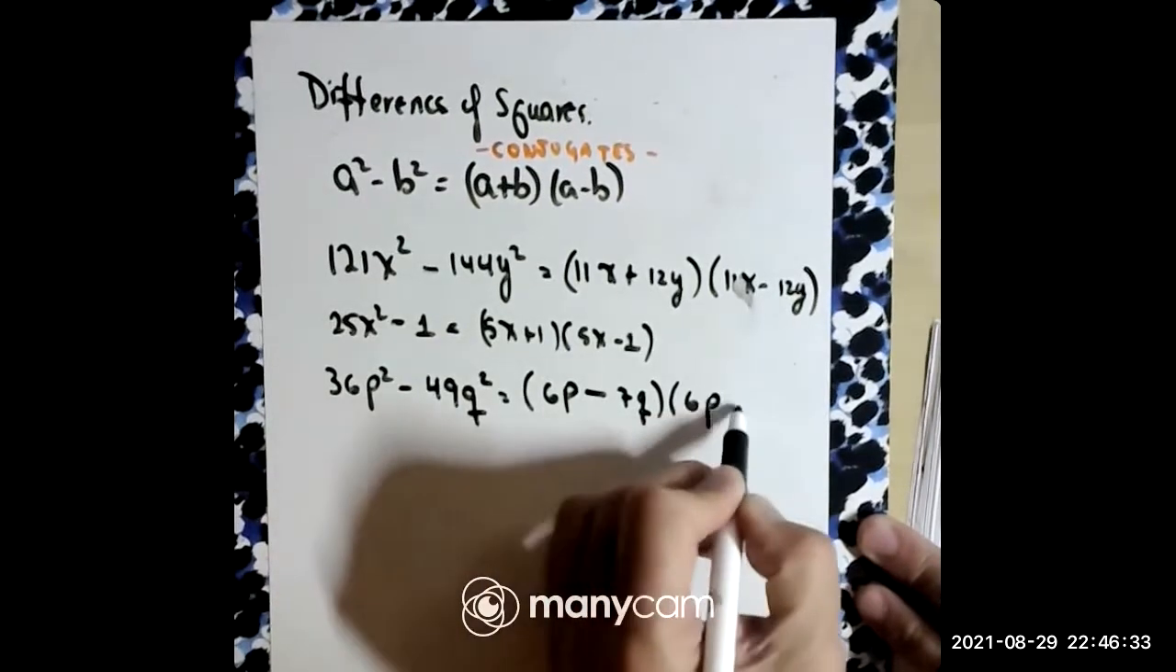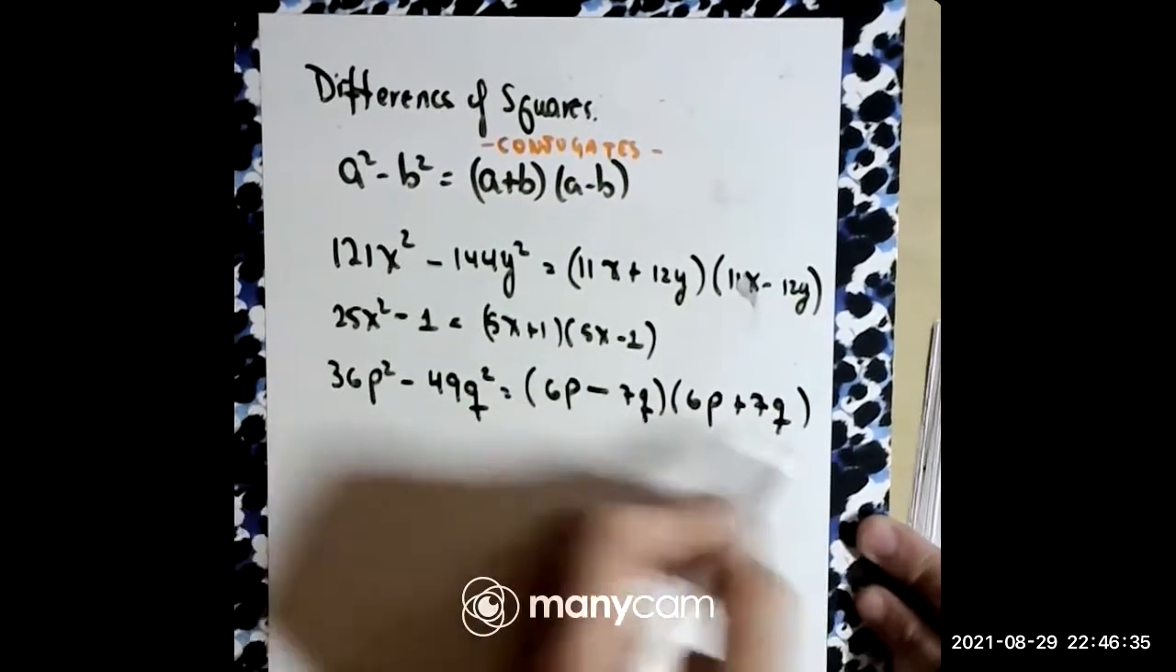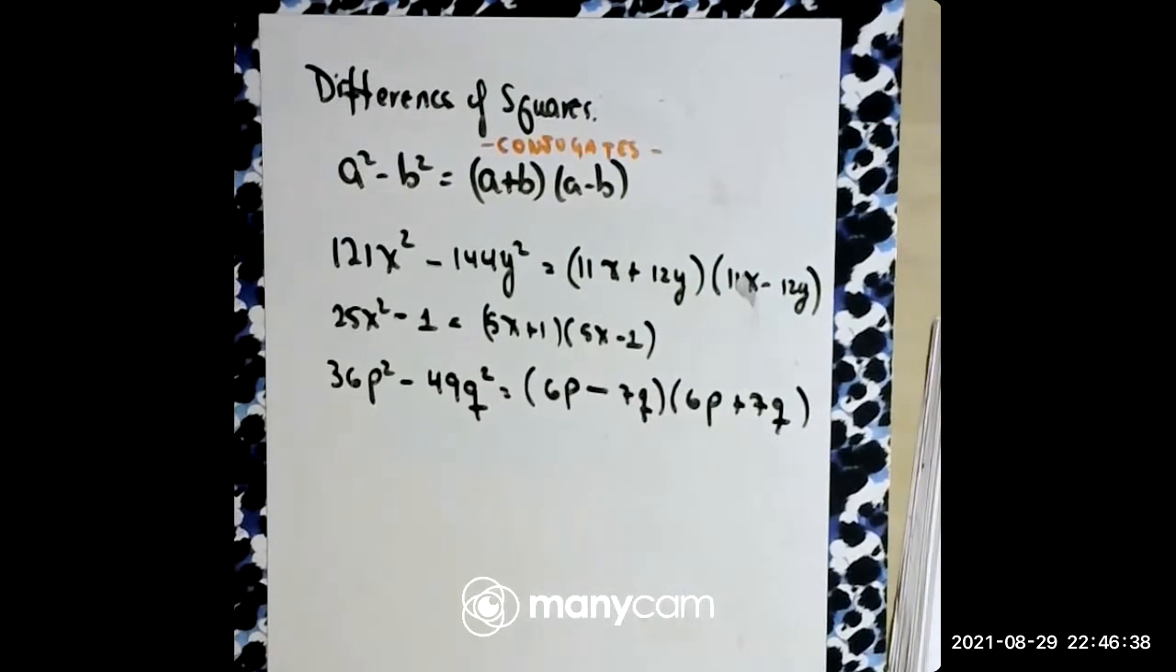7q times 6p plus 7q. It doesn't matter which one is plus and which one is minus. Commutative property of multiplication.